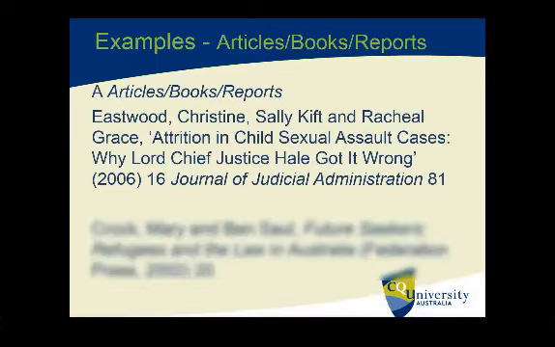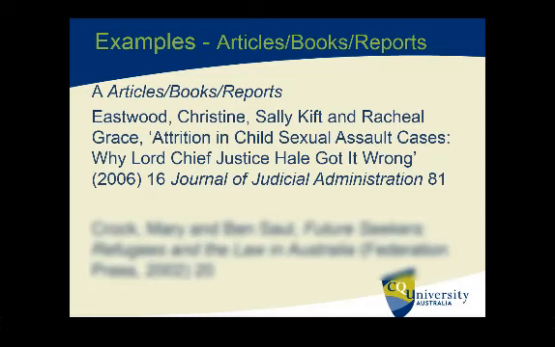In terms of examples for articles, books, or reports, as you can see at the top there, it says A, articles, books, reports. That's the section A. And you see it says Eastwood Christine, Sally Kift, and Rachel Grace, and then all the other information that you require as given to you by the AGLC guide. So there you would have the names, then it's the title of the document that you're looking at. This is a journal, then the year, then the actual journal name, and then a pinpoint reference. You don't actually have to have a pinpoint reference, so 81 is not actually essential to include, but it can be included if you want.